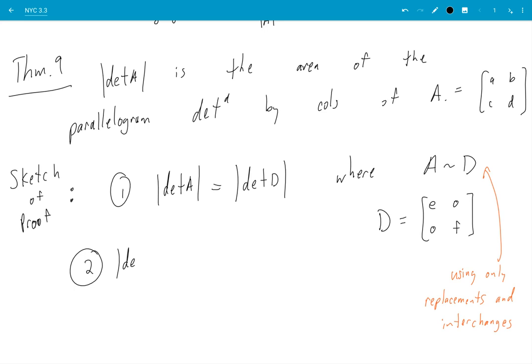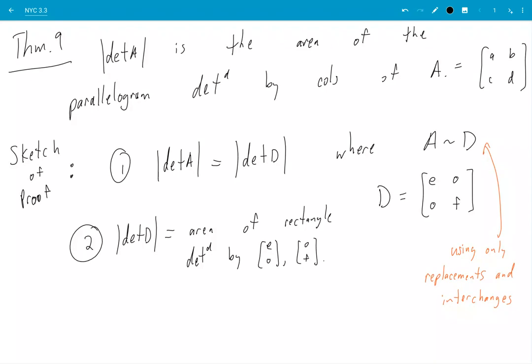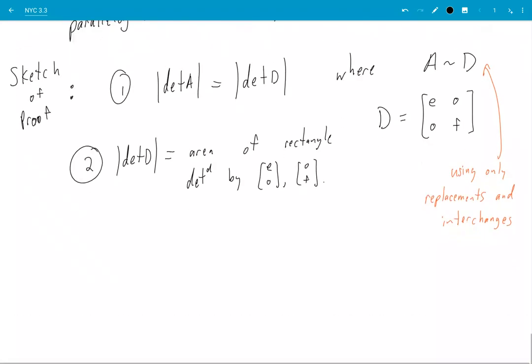Okay, what is the determinant of D in absolute value? Well, that is the area of the rectangle, right? determined by E, 0, 0, F. Okay, there's all kinds of problems if E or F are 0, but we're just going to fudge that for now. It's part of the reason I said sketch up here. Didn't want to get bogged down in details.